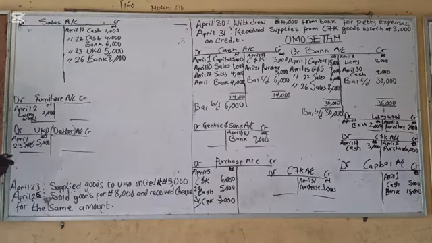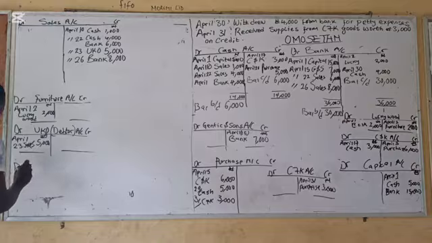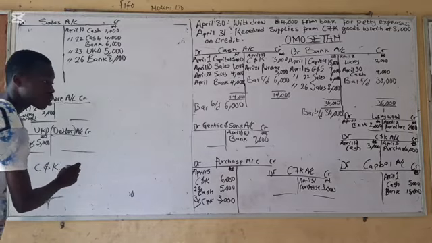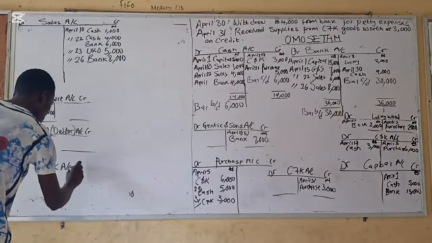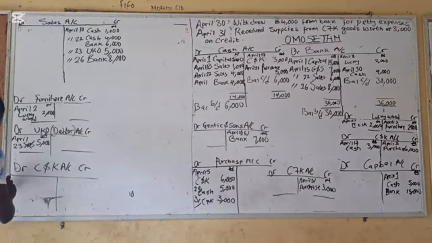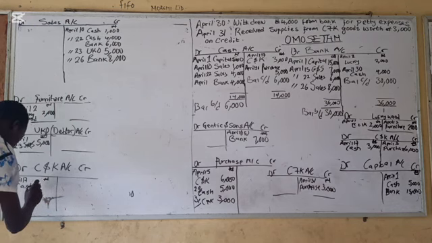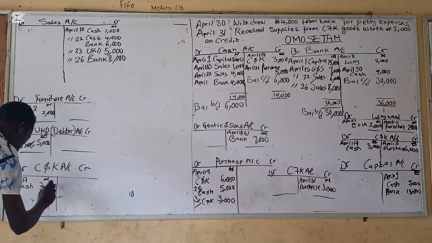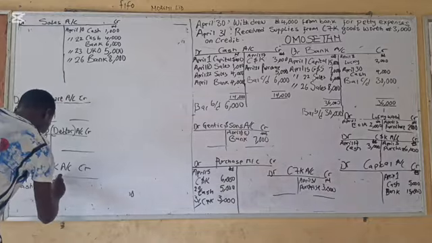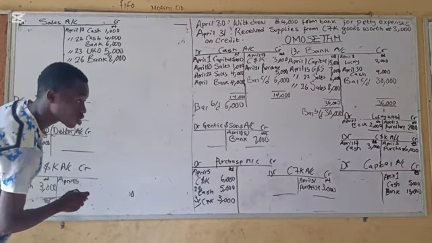Now let me write the one of that guy out here, which is debit C and K account, all divided by, so we have April 17, which is cash 3,000. And the other one is April 5, which is purchase 6,000.